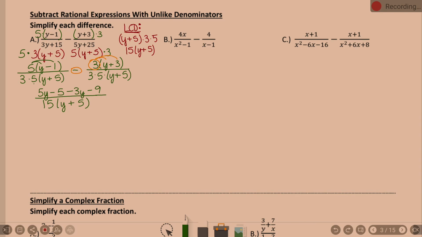Okay. You've done the tough stuff. Clean it up. In the numerator, what do we know? 5y minus 3y is 2y. Negative 5 minus 9 is negative 14. Over 15 times y plus 5.